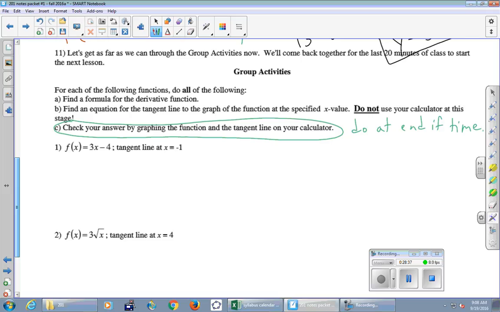Part C says check your answer by graphing the function on the calculator. I'm going to say just skip that part in the beginning, and if you finish all of these, then go back and check it. Okay, so you're going to be finding a formula for the derivative using our new shortcuts, and then you're going to be finding the equation of a tangent line. I will walk around.